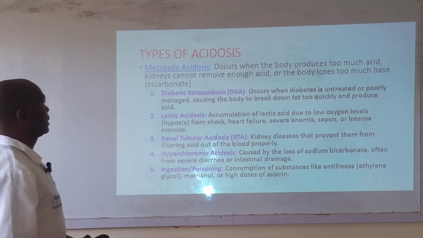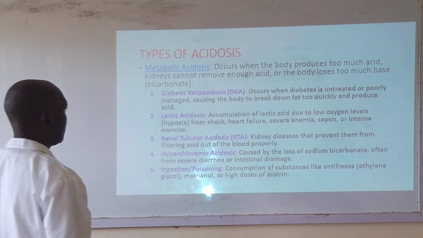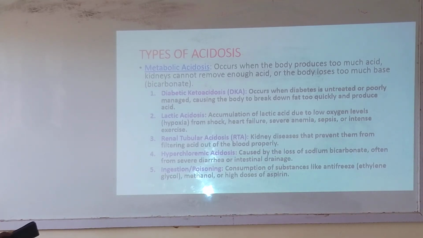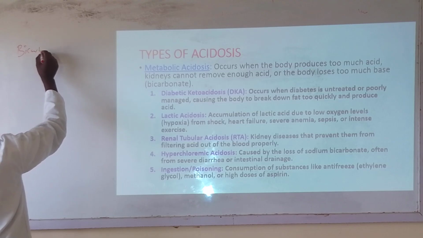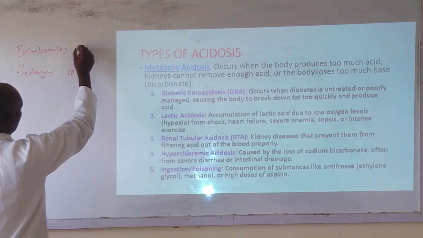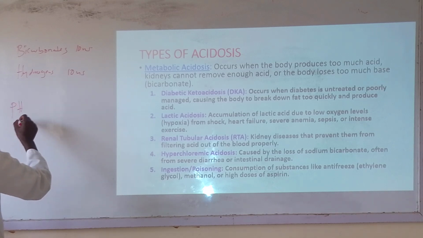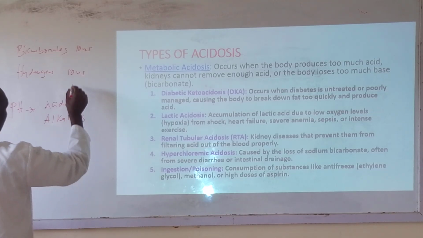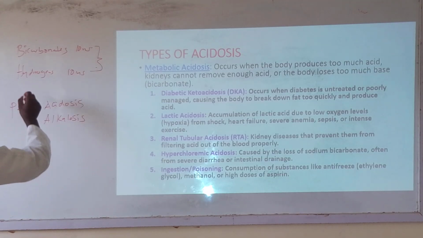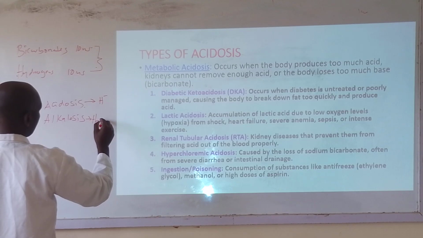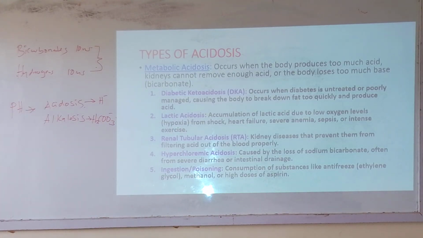So, metabolic acidosis occurs when the body produces too much acid, kidneys cannot remove enough acid, or the body loses too much base bicarbonate. Remember, when we were introducing the topic, we talked about bicarbonates and hydrogen ions. So pH changes, which is acidosis and alkalosis, just depend on these two ions. When there is too much hydrogen, then we are talking of acidosis. And when there is too many bicarbonate ions, then it gives you alkalosis.